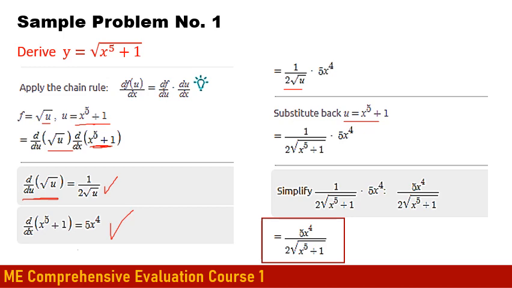You can actually use the simple formula du dx over 2 square root of u, or the derivative of what is inside this radical, which is 5x to the power of 4, so that is our du dx, over 2 square root of u, which is x to the power of 5 plus 1. It will become easier if you are familiar with how to get the shortcut derivative of a square root.